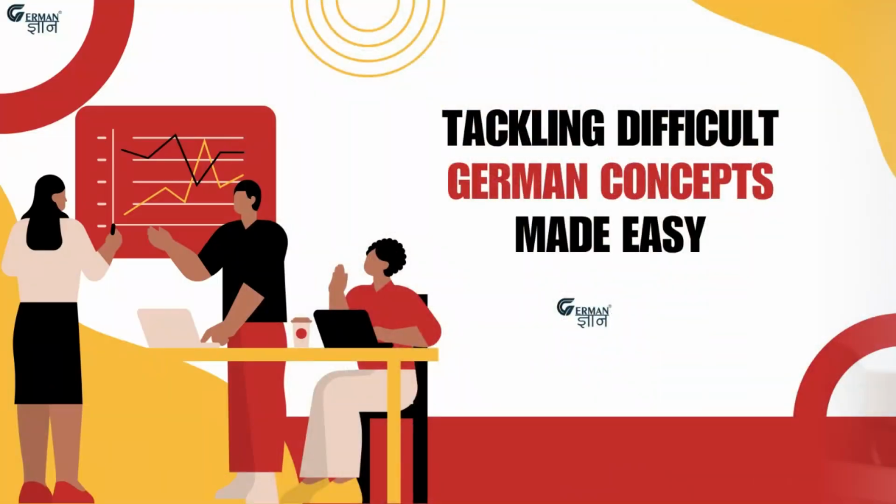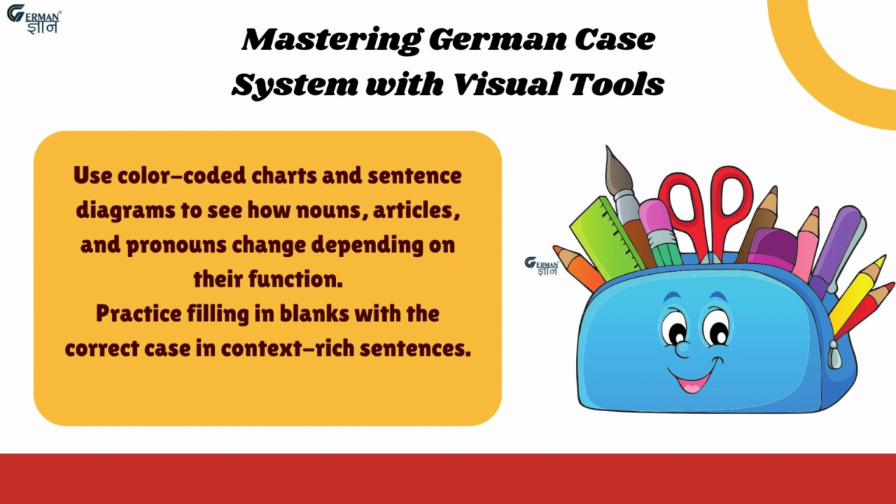Let's start. Tackling difficult German concepts. Mastering German case systems with visual tools. The challenge is that the four German cases, nominative, accusative, dative and genitive, often confuse learners due to article changes and sentence structures. The solution is to use color-coded charts and sentence diagrams to see how nouns, articles and pronouns change depending on their functions.